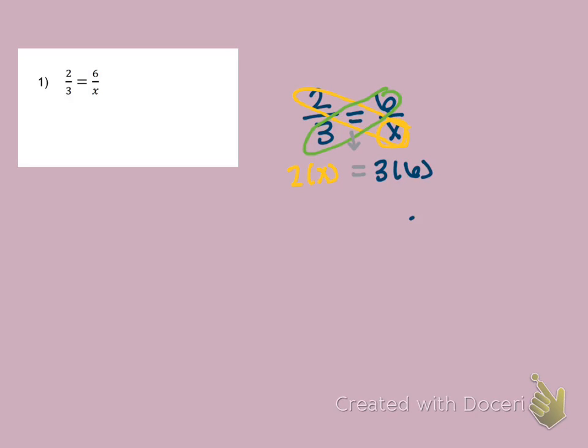Okay, so now I can just solve. 2 times x is 2x equals 3 times 6, which is 18. So now this is a one-step equation. 2 times x means multiplication. Therefore, the inverse operation would be to divide by 2. And x equals 18 divided by 2, because fraction notation means division. 18 divided by 2 is 9.